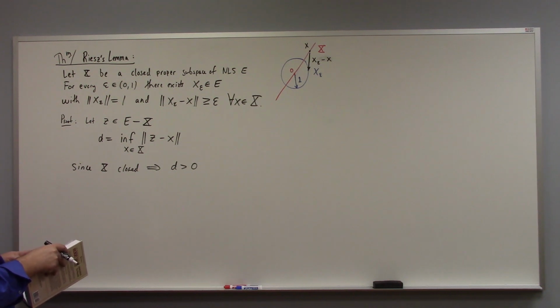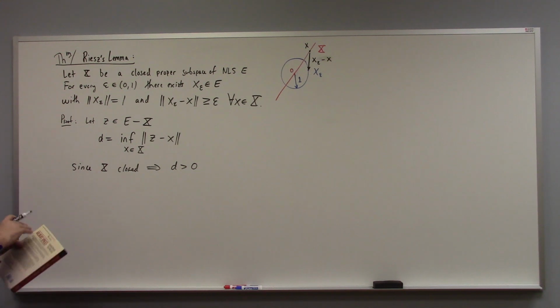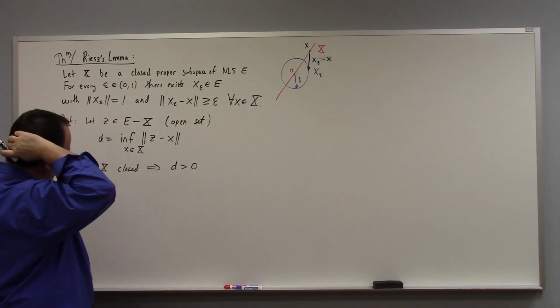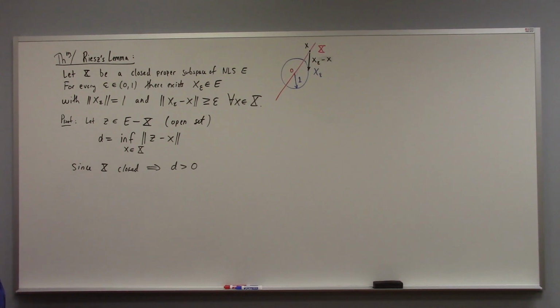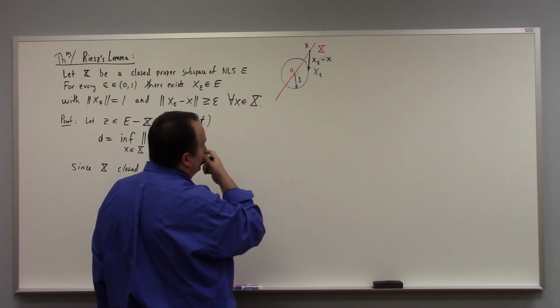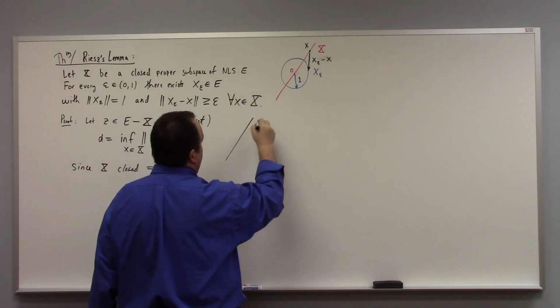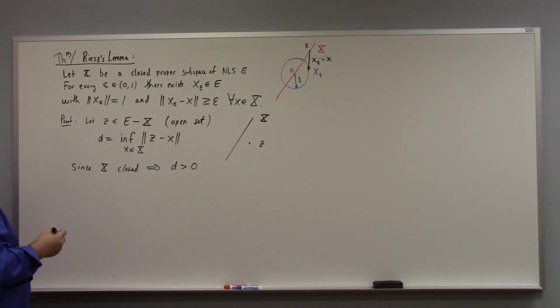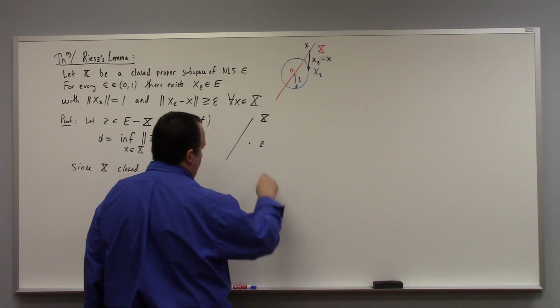Let's see here. So z's not in X, because he's not in the set, z is in the complement. So X is closed, which means E minus X is open, right? And if that's an open set, I can try to draw a picture again if you want. If this is my X, and z is here, then there's an open set around that, right?